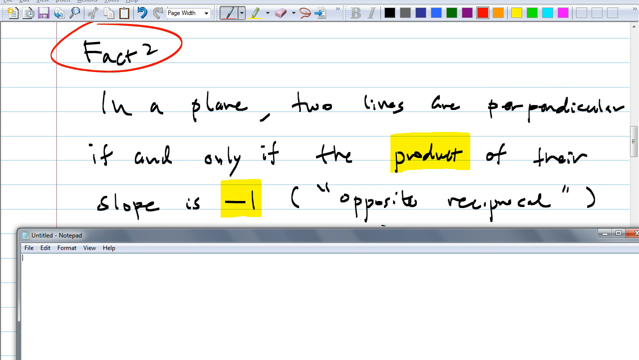Who remembers the exception? There is a case when two lines are perpendicular, but when you multiply their slopes, you don't get -1. When does that happen? Three, four people see it? All right, Carolyn, what do you think? When it's undefined.